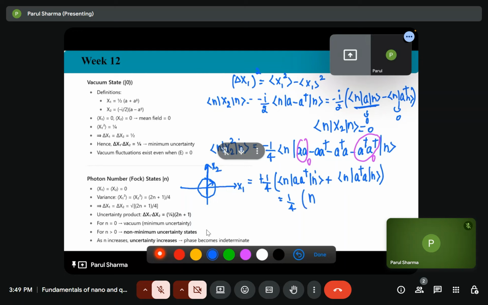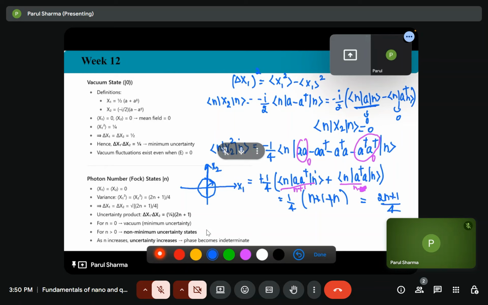So it will give us 1. The a dagger a is the number operator, it will directly give us n, and a a dagger will give us n plus 1. So we will write plus n plus 1 plus n. So it will give us 2n plus 1 by 4.